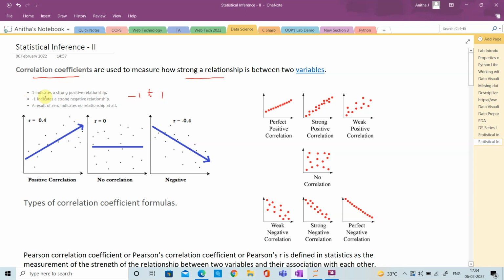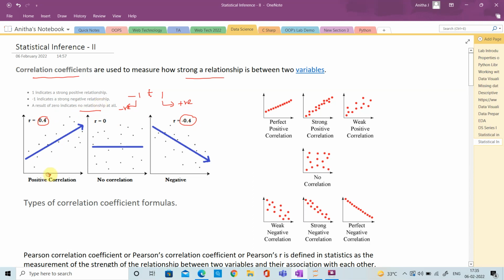+1 means it is a strong positive relationship. When it has a positive sign, it is a positive relationship, and when it is negative, it is a negative relationship, or positive correlation and negative correlation. So the value 1 indicates a strong positive relationship and -1 indicates a strong negative relationship. A value in between represents a positive relationship, but not a very strong one, and a medium negative relationship, not a strong negative relationship. And 0 indicates there is no relation at all between the two variables.